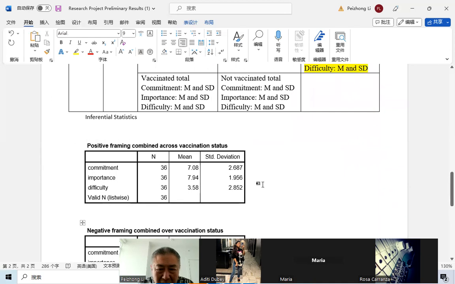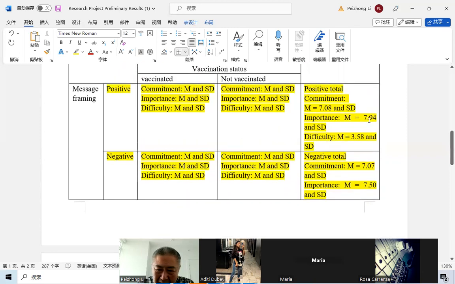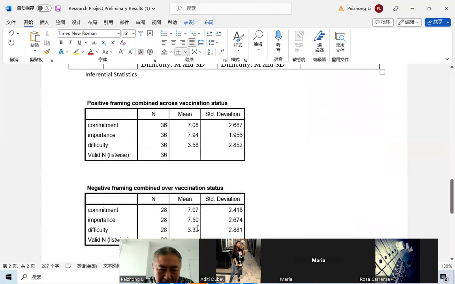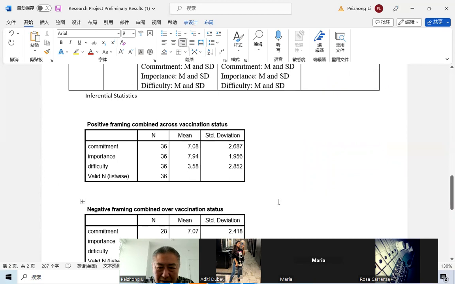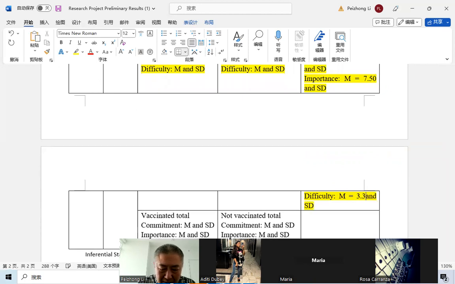7.5. So that's a bigger difference than commitment. But still, it's not that much. 7.94 versus 7.5, maybe due to luck. How about difficulty? 3.32 versus 3.58, maybe due to luck.